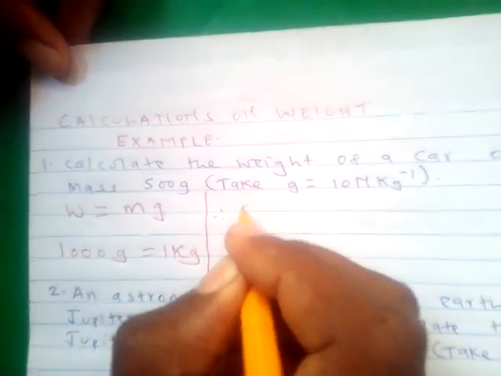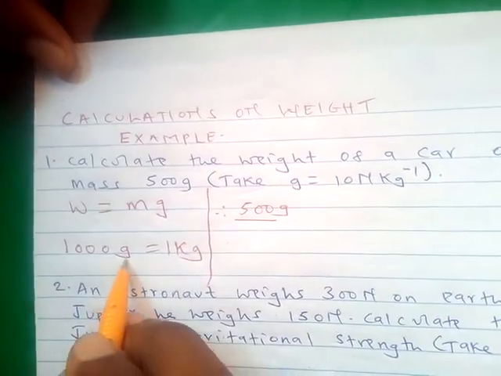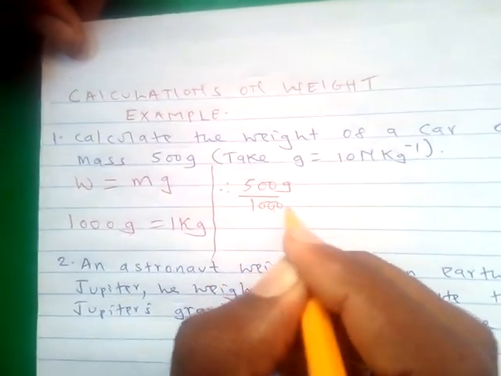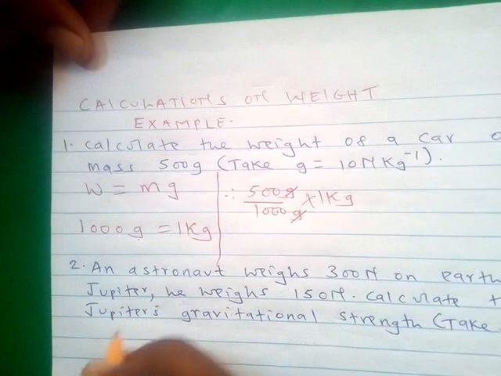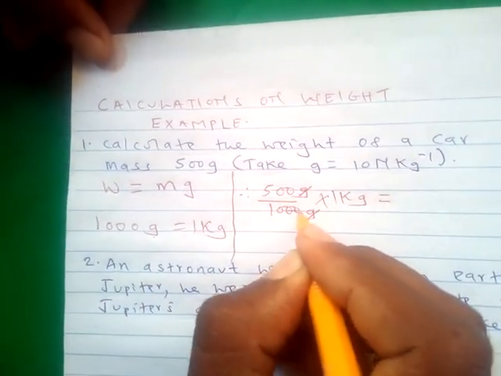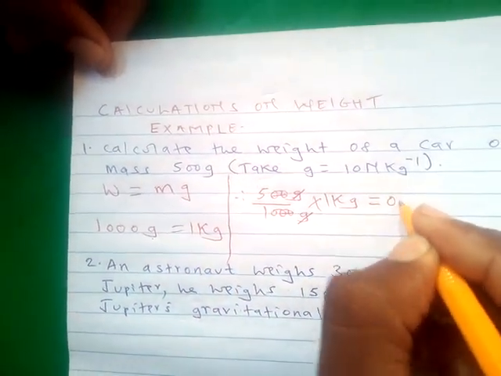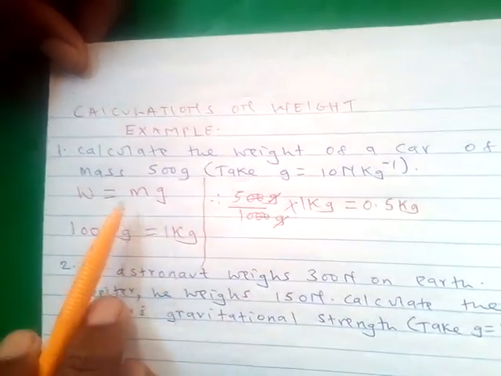What about 500 grams? We multiply by units with the same unit so that they cancel out. So 500 divided by 1,000 grams times 1 kilogram. So grams and grams cancel out, and we remain with our answer, 2 zeros and 2 zeros cancel out, 5 divided by 10, we actually get 0.5 kilogram. Now we have our mass.